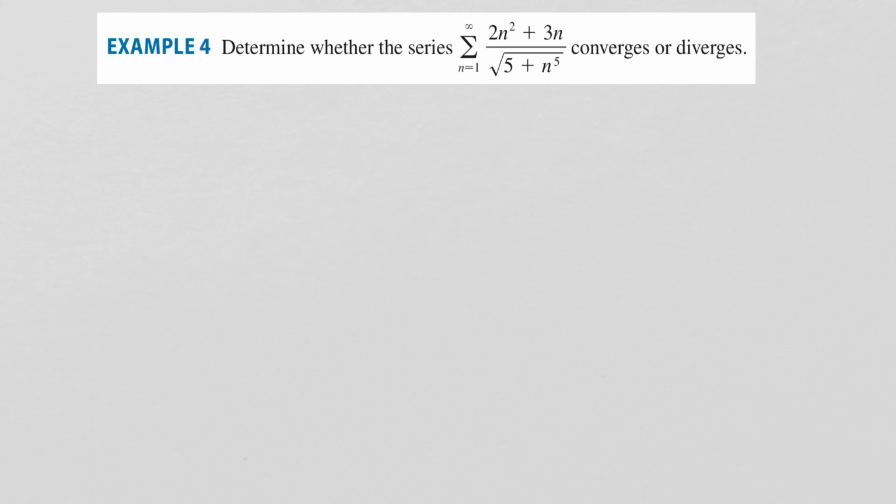One final example here, we have the sum of 2n squared plus 3n divided by the square root of 5 plus n to the 5th power. Okay, so we want to know, does this converge or diverge? So let me go ahead and write down the original series here. And we're going to say that this behaves like what?